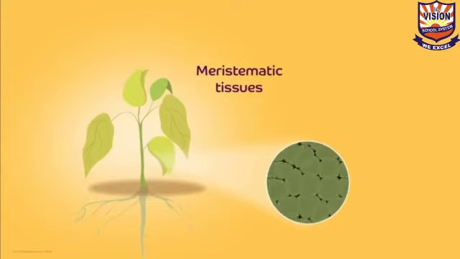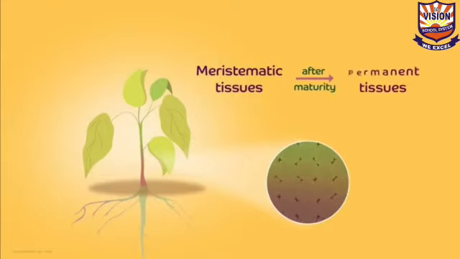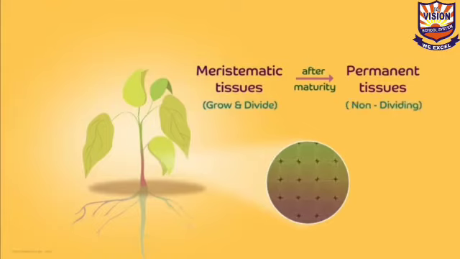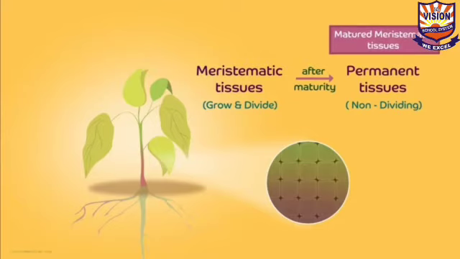So when meristematic tissue has divided and reached the final stage of division, it attains maturity. After this point, these tissues don't divide anymore. They only get differentiated into different parts. And these non-dividing tissues become permanent tissue. So basically, when tissues grow and divide, they are called meristematic tissue, and when they finally mature and divide no more, they become permanent tissue. So permanent tissues are nothing but mature meristematic tissues.